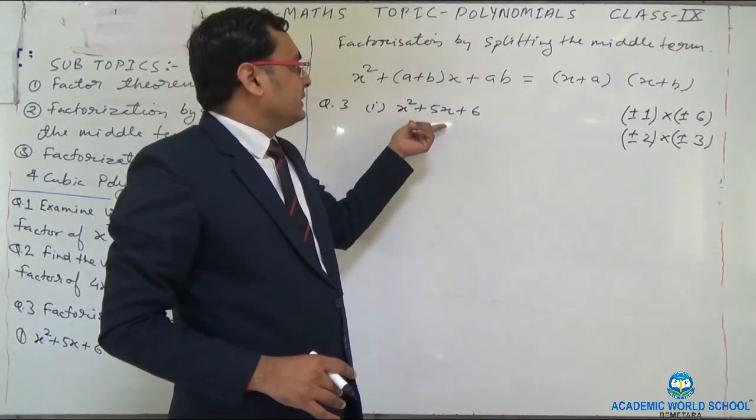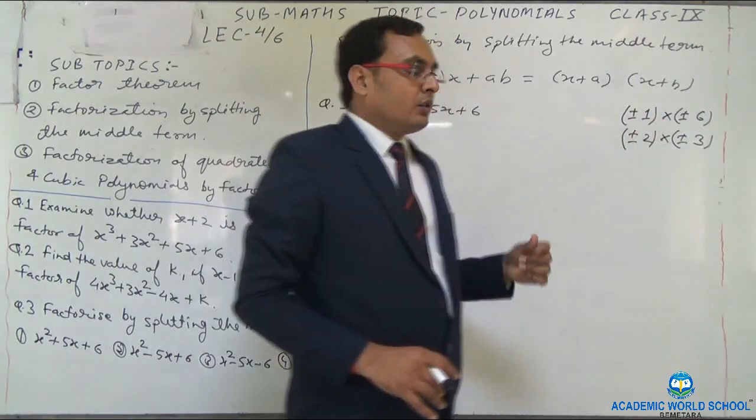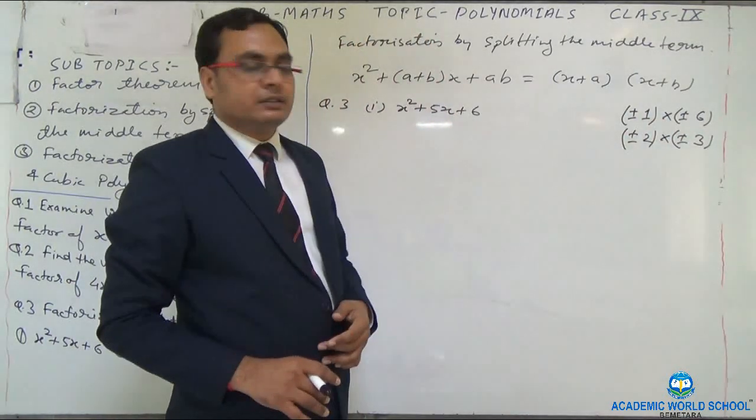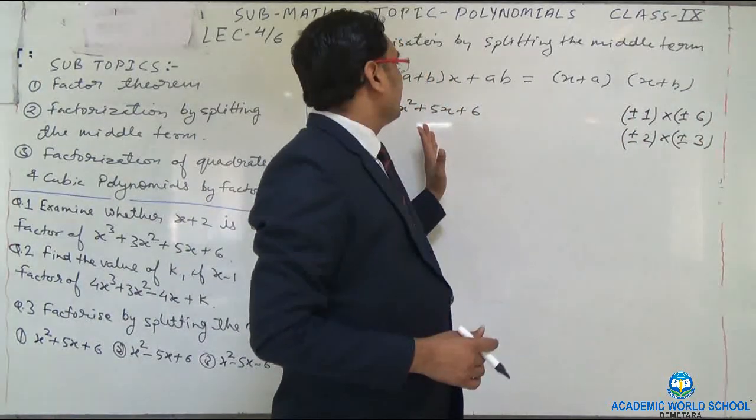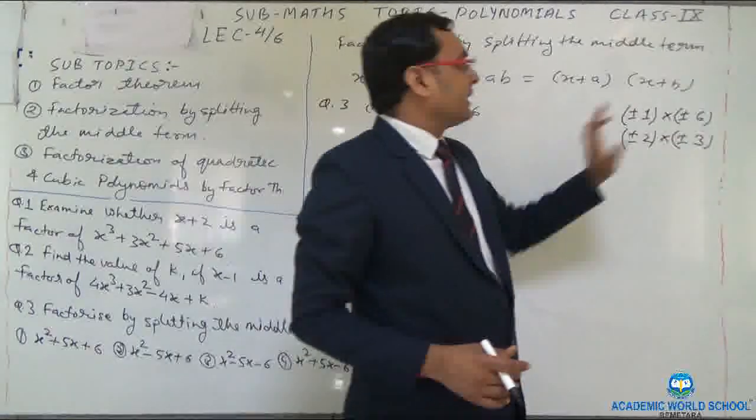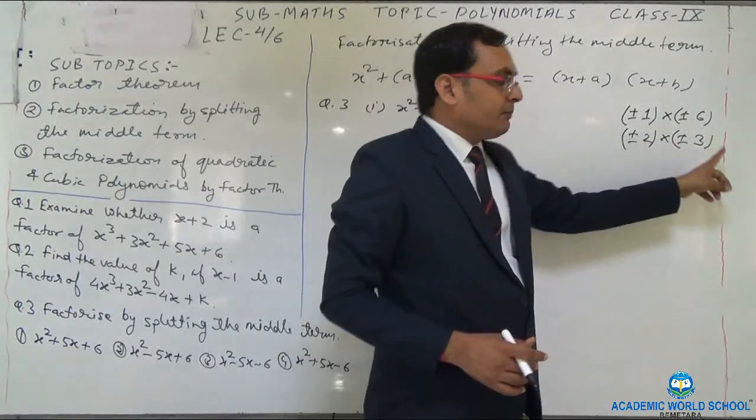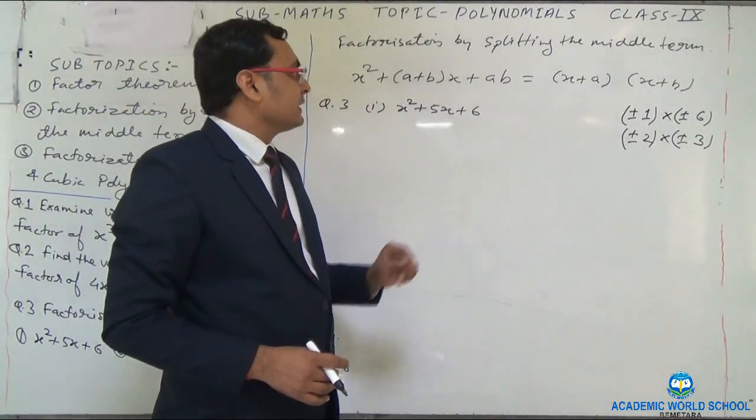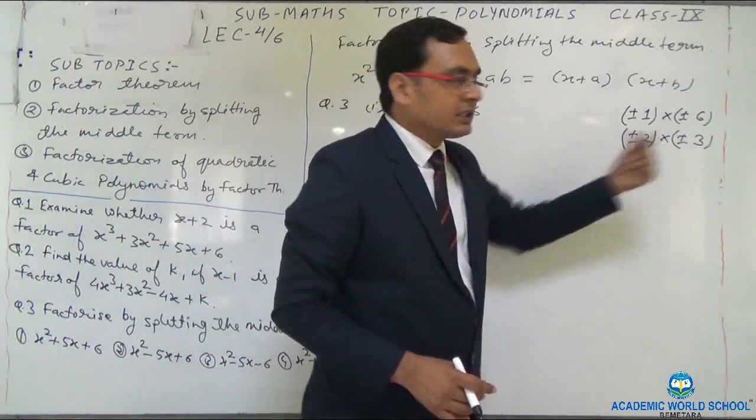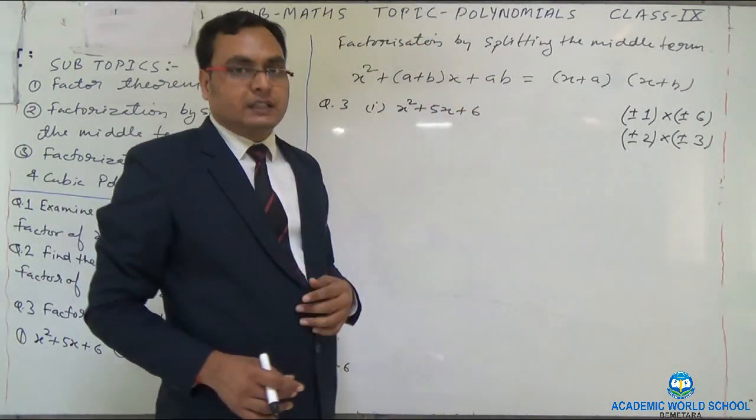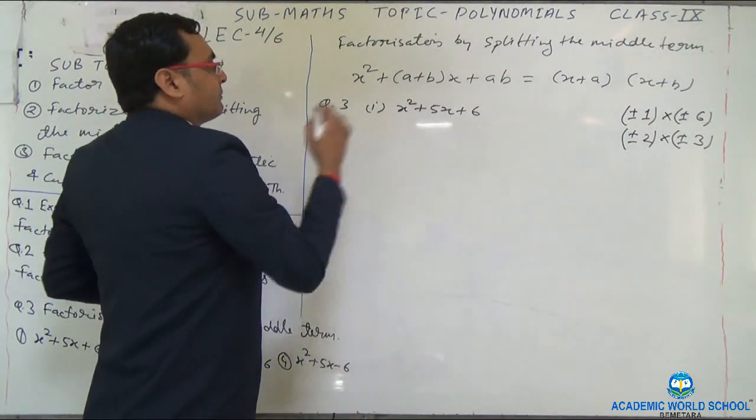Now, these are the only factors of this constant term 6. Look here, the middle term is plus 5. Which two factors on addition will give us plus 5? Look here, 1 and 6 will never give us 5 on addition, plus 1 or minus 1. Look at 2 and 3, plus 2 and plus 3. These will be two factors which on addition will give us 5, and plus 2 and plus 3 on multiplication will give us 6. So, the values of a and b are plus 2 and plus 3.